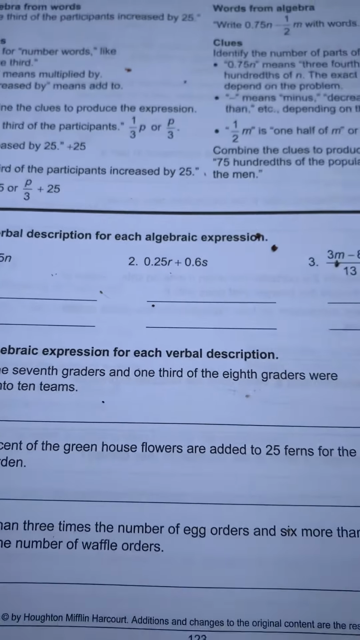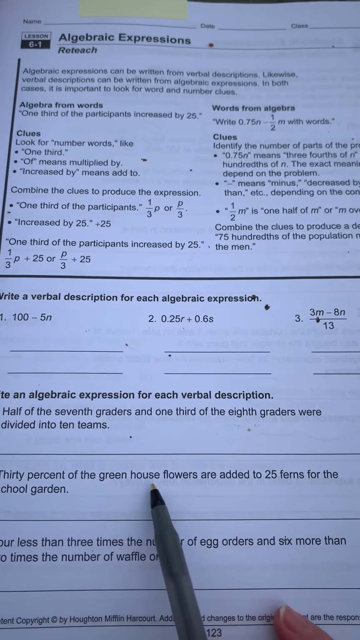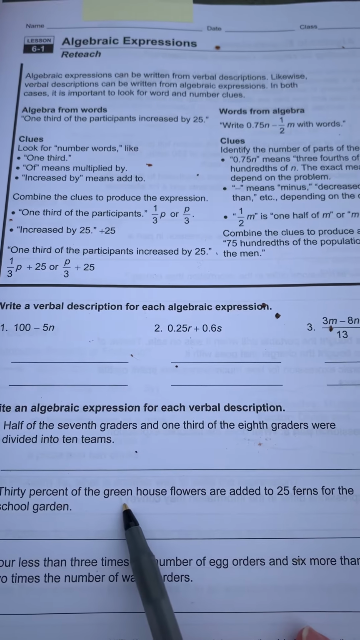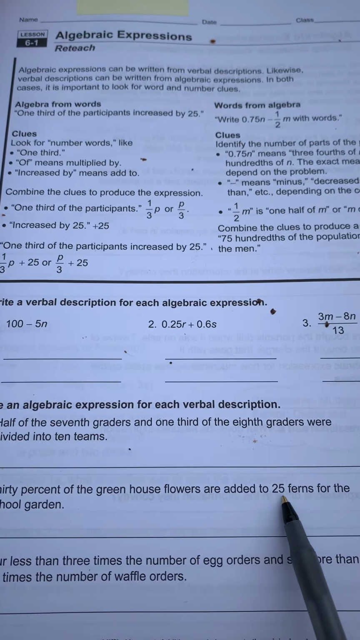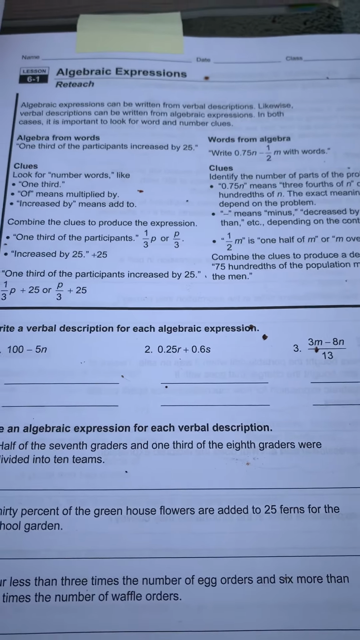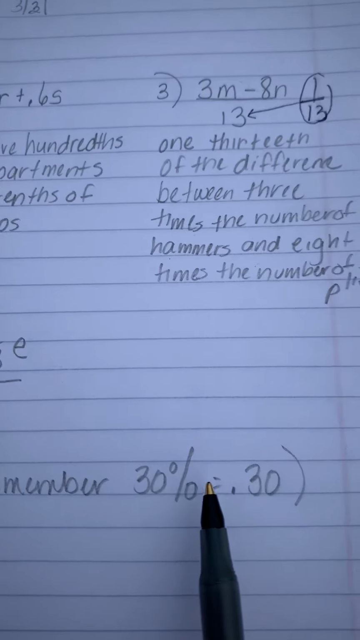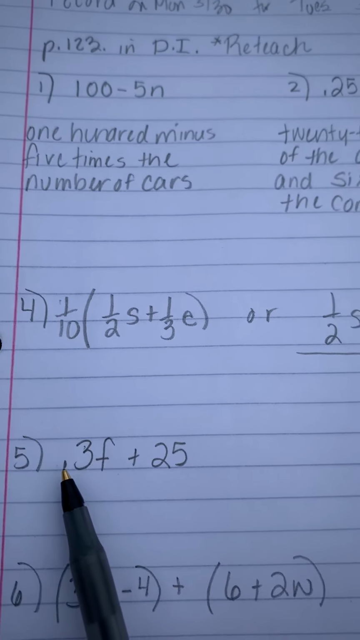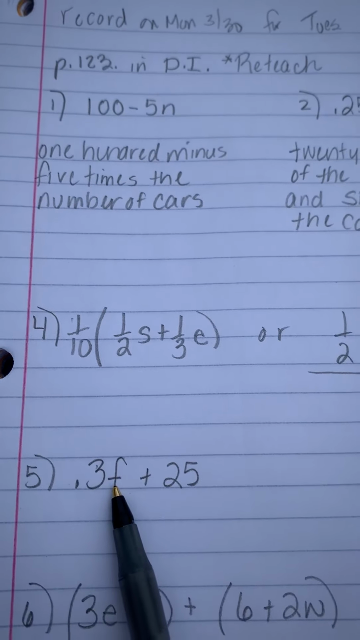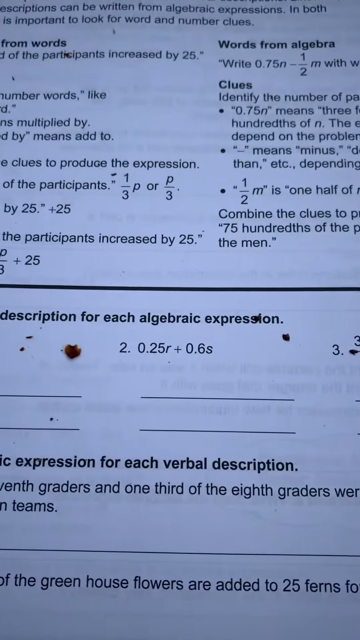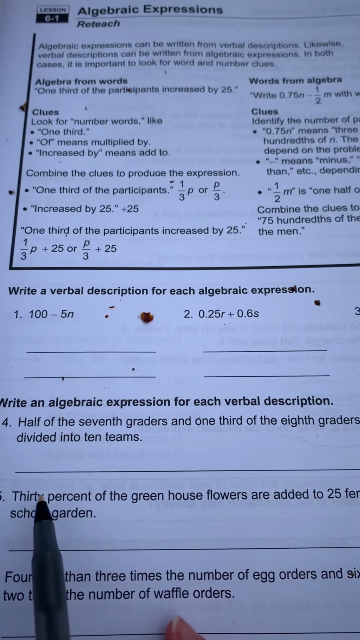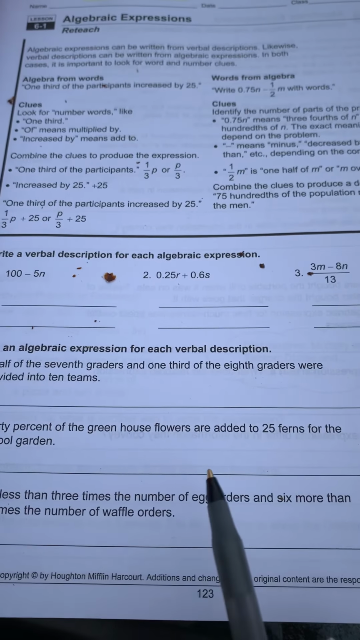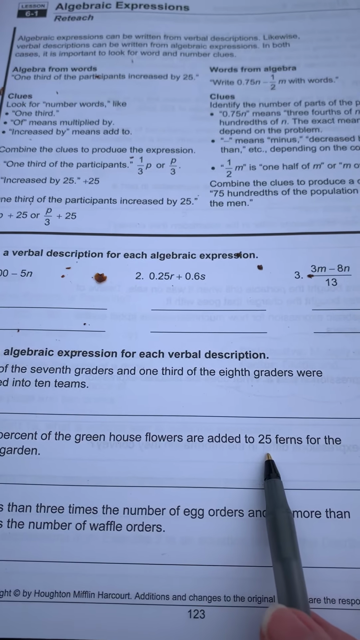Okay. The next one said 30% of the greenhouse flowers are added to 25 ferns for the school garden. Remember, 30% is also 0.3 or 0.30. I took off the unimportant zero here. Okay, so 3/10 F plus 25, and the F, I used an F because it said 30% of the greenhouse flowers are added to the 25 ferns.